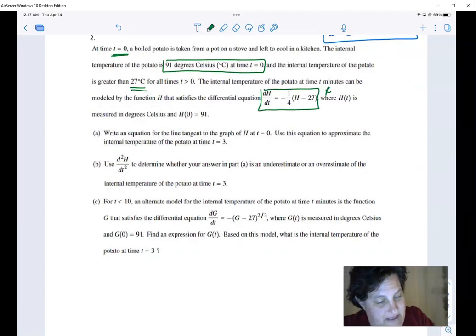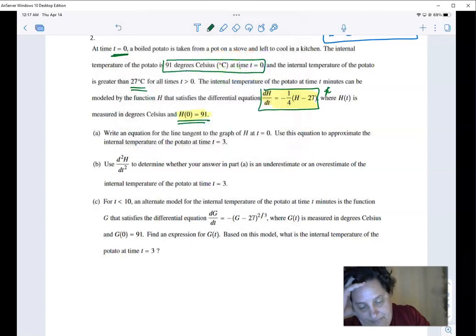Like, you guys, when you see that on an FRQ, you're like, oh, great. Separation of variables, right? Where h is measured in degrees Celsius, h of 0 is 91. It's saying the exact same thing that it said. Okay, that was a lot of words for not a whole lot of information. Basically, I just needed this and this. Okay.